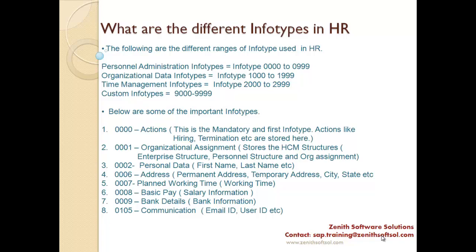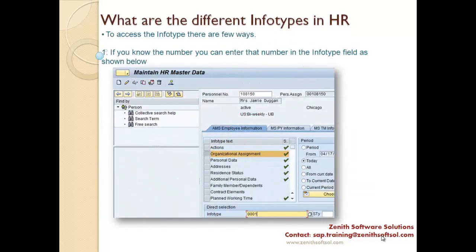So these are the mandatory, I would say, important Infotypes you need to know about, so you can really make a note of it and go through these Infotypes every time whenever you practice. Now let's see how you will access these Infotypes. If you don't know the Infotype number, how are you going to access it? You're trying to remember it, but you might forget.